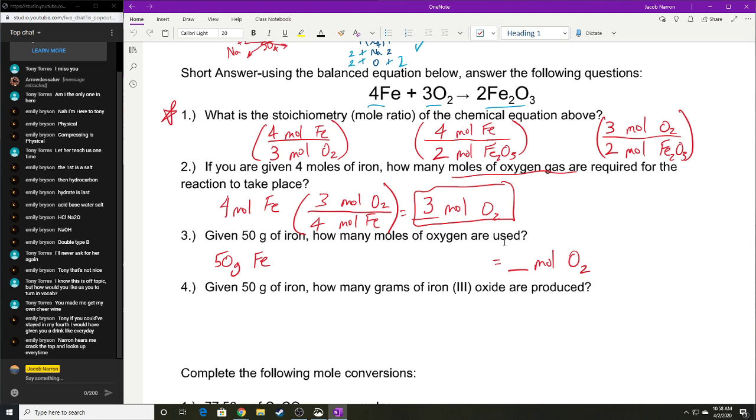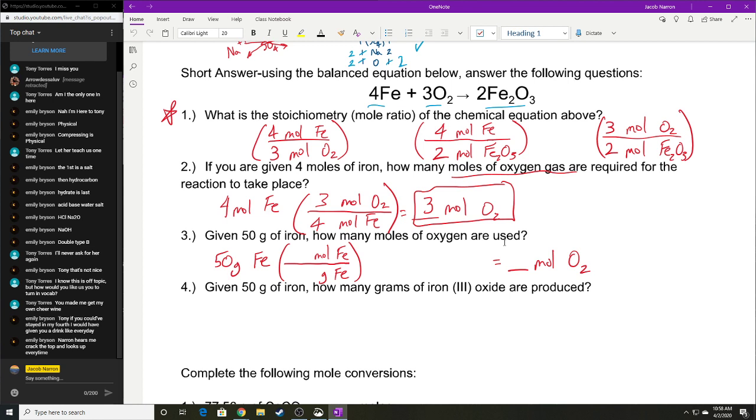But you can't just go from grams of iron to moles of oxygen. You've got to get them both in moles first. And so that's what we're going to do. My first step is I don't want grams of iron. That's useless for this problem. I want to get moles of iron. Everything goes through moles, guys. You've got to go through moles.